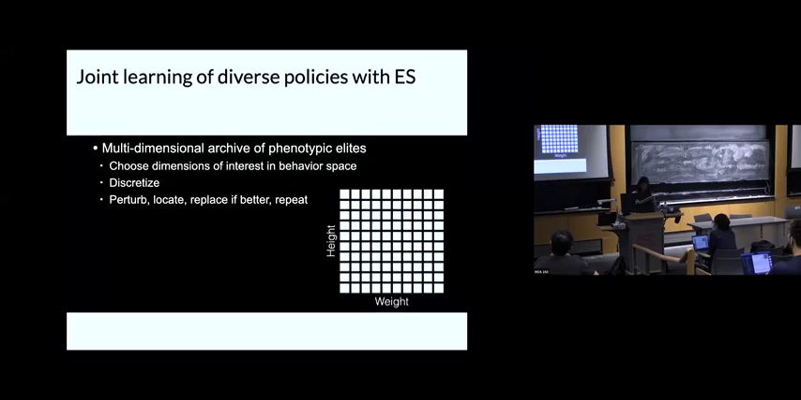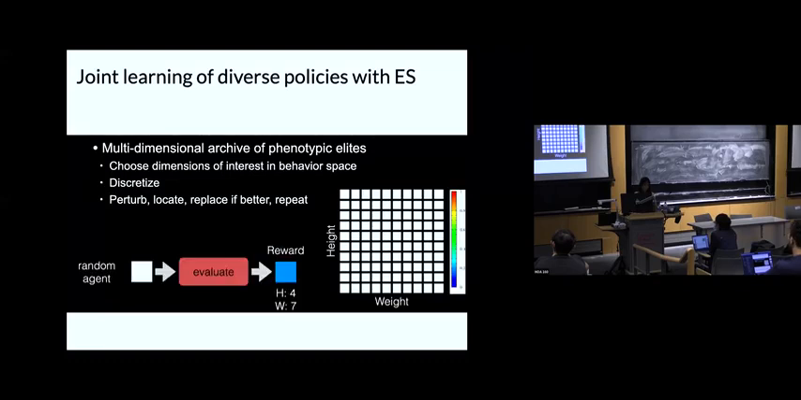That's the idea here. So here is the archive of the elites, and we'll call them elites because every cell has the best performing policy for that subtask. And what we're going to be doing is, yes, the map is going to be with this discretization. And the idea is perturb, locate, replace if better, and repeat.